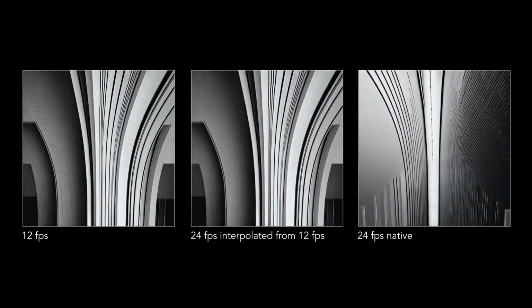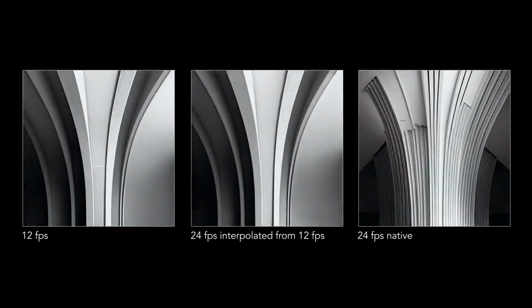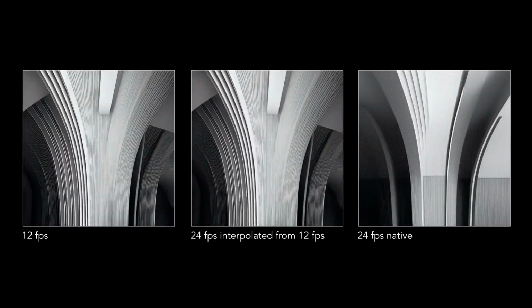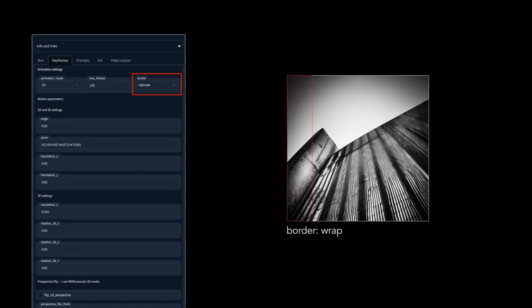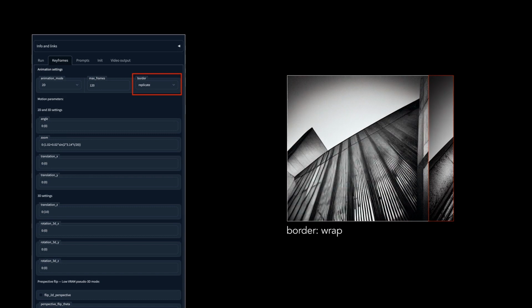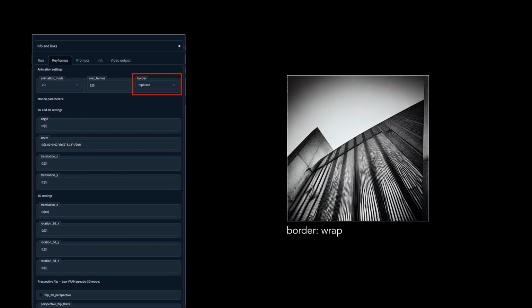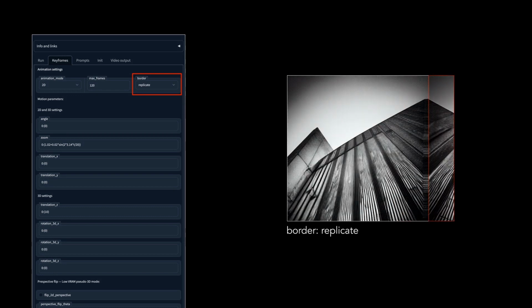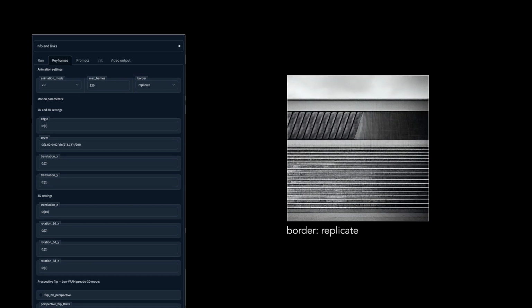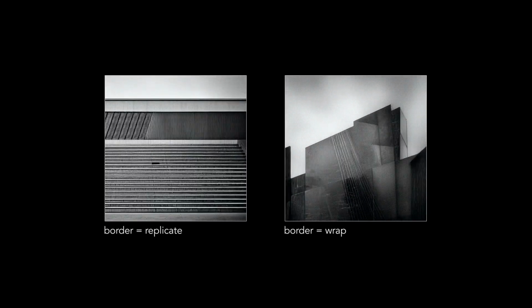The default value in the video output section is set to 12, which is fine if you are planning to make it smoother with interpolation later. So, for a 10-second video, we will need to generate 120 frames. In the border menu, we can choose between replicate and wrap. This parameter controls the handling method of pixels to be generated when the image is smaller than the frame. Wrap pulls pixels from the opposite edge of the image, while replicate repeats the edge of the pixels and extends them. Animations with quick motion may create lines where this border function was attempting to populate pixels into the empty space. Try out both modes and see which one gives you the best results.